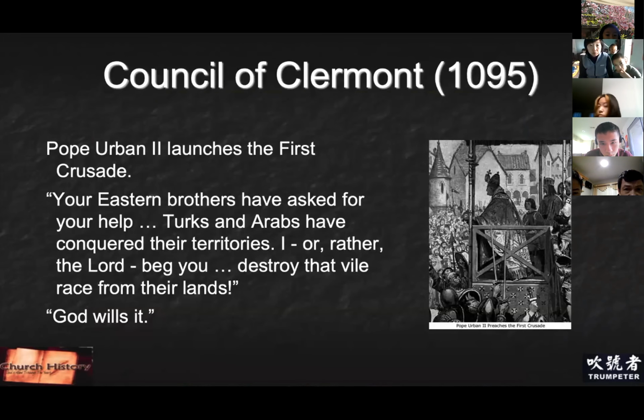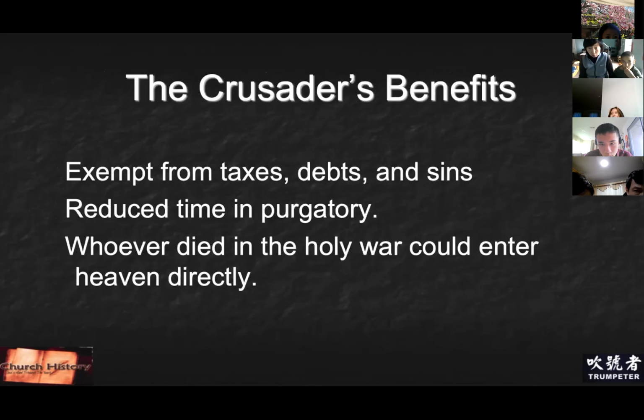Pope Urban II launched the First Crusade. He received this letter from the Eastern Roman Empire, and he hosted this council outdoors. He gave a very passionate speech: your Eastern brothers have asked for your help. Turks and Arabs have conquered their territories. Rather, the Lord begs you to destroy the barbarians from their lands. And people shouted, God wills it, God wills it. You see, it's very easy to get into all this. And because they still have a special feeling about Jerusalem, that's why they launched it.